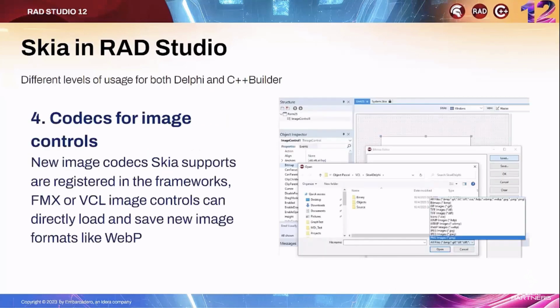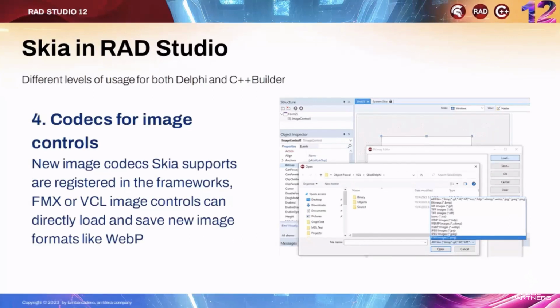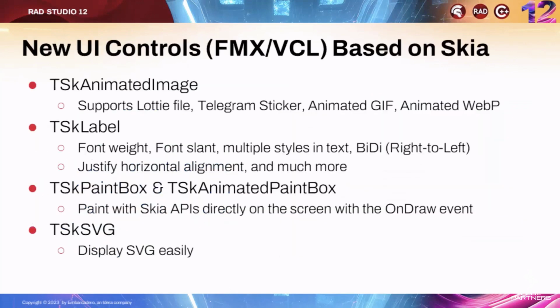There is another level of usage that's also interesting, which is codecs for image controls and image formats. In this case, there is really nothing you have to do. Skia enables these new image encodings for the existing VCL and FireMonkey image controls. So you don't need to use specific controls. The UI controls in Skia are available for both platforms. And this is a bit more information about those controls: animated image, label, paintbox, animated paintbox, and SVG.